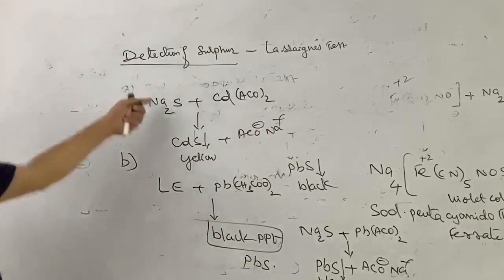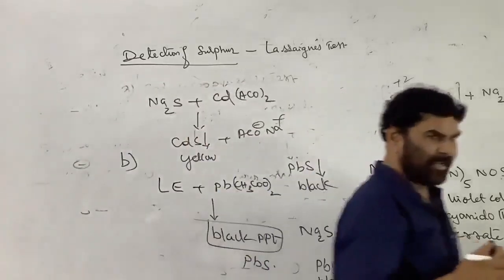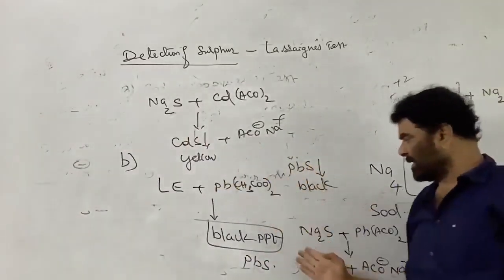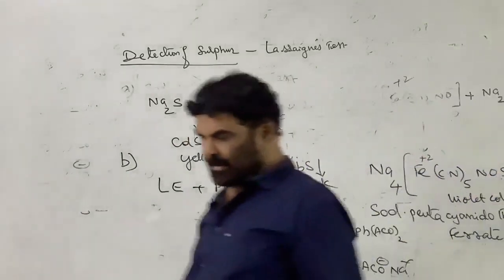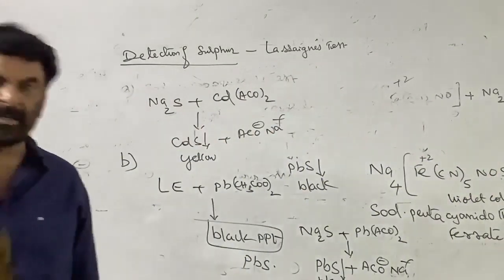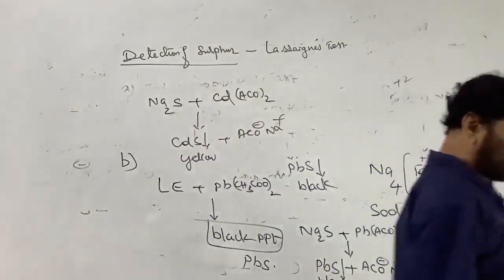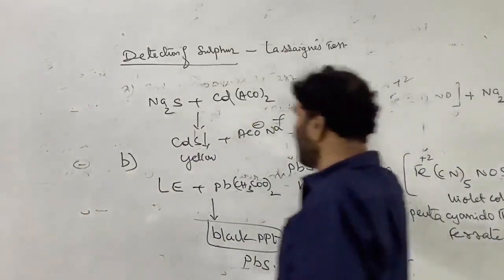So same thing, cadmium acetate and this one. Here it is the yellow precipitate, and here it is the black precipitate. These are the tests used for the detection of sulfur in the given organic compound.